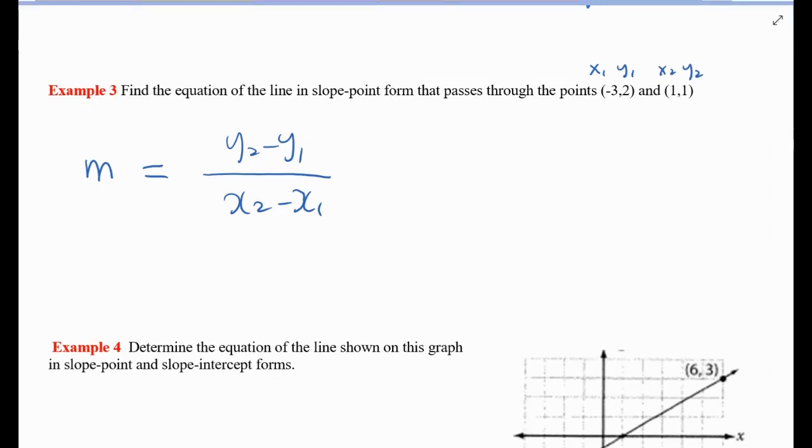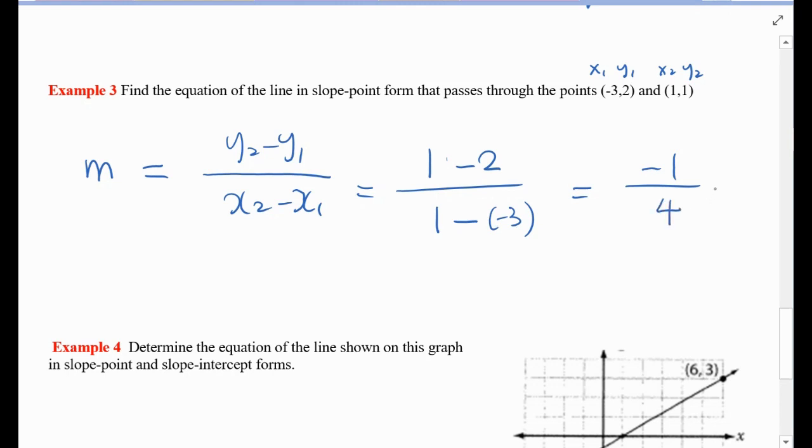And now we're going to plug these numbers into the formula. Okay, so y2 is 1 and y1 is 2. So 1 minus 2. And x2 is 1, x1 is negative 3. It becomes like this. Then 1 minus 2 is negative 1. 1 minus negative 3 is 4. So that is negative 1 over 4. So this is the slope.